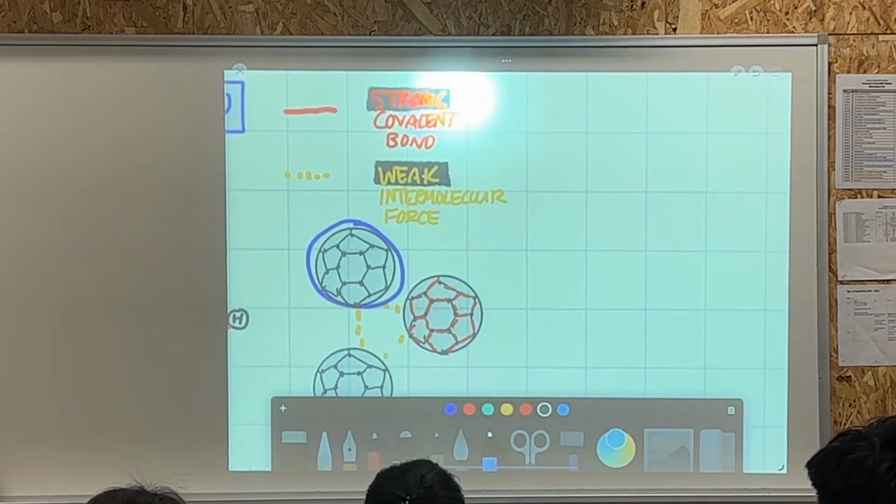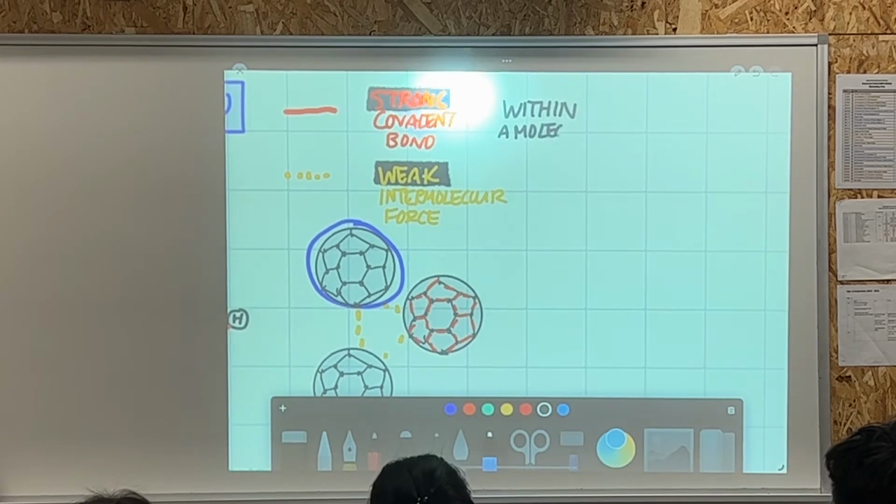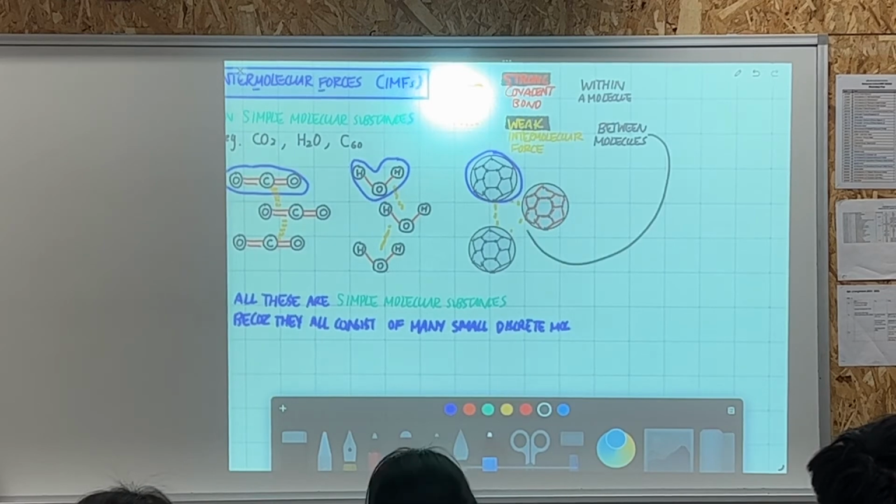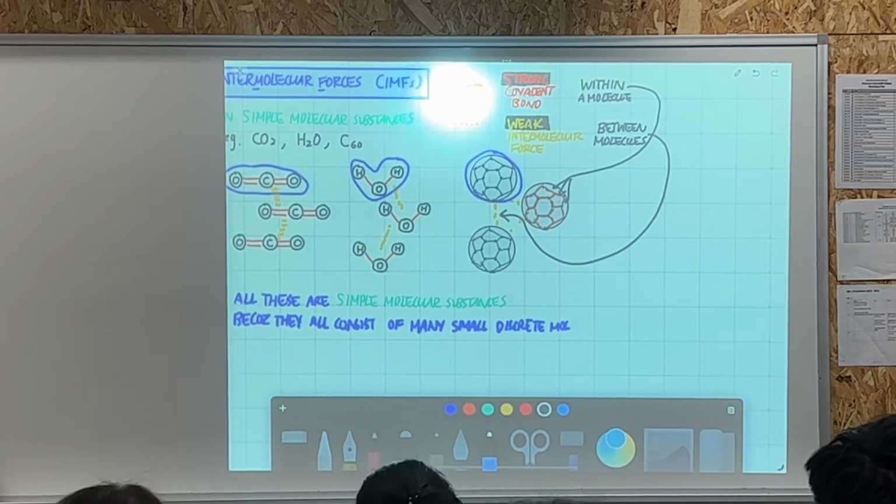Where do we find them? Strong covalent bonds are found within a molecule, singular. And weak intermolecular forces can be found between molecules, so this is plural. Between molecules, you find this here. And within a molecule means you find it here, here, here, inside a single molecule. Is that crystal clear?